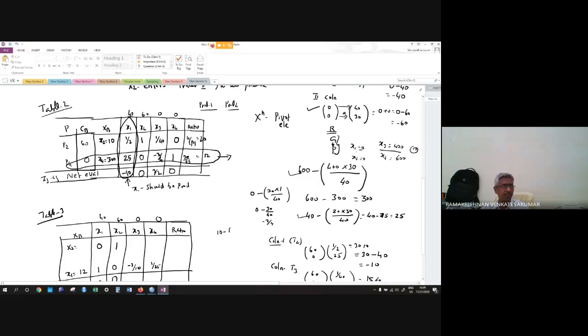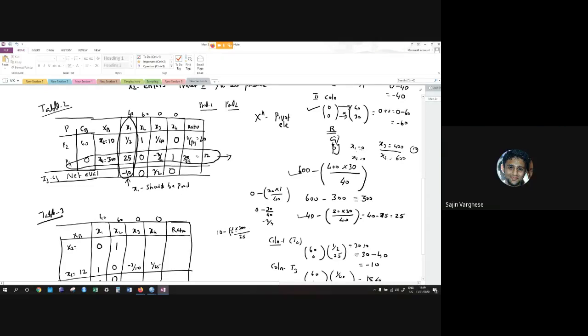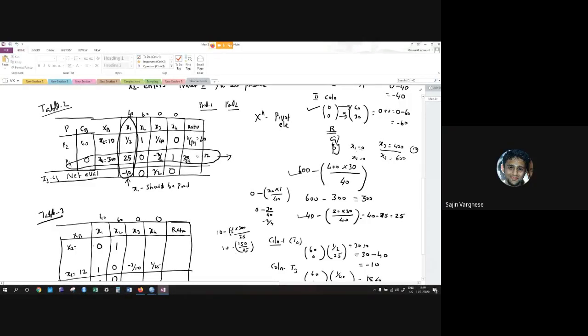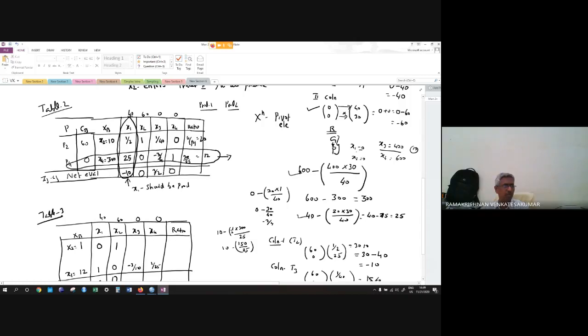10 minus 1 by 2 into 300, whole divided by 25. Can you simplify? 300 by 2 gives 150, so 10 minus 150 at the numerator divided by 25. Outside you have 10. What is the value? 6. 10 minus 6, you get 4. So you are getting 4 here.